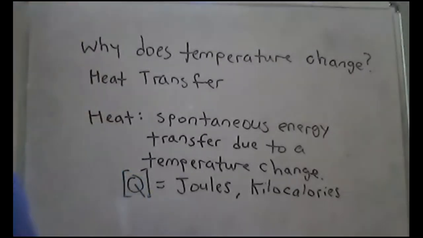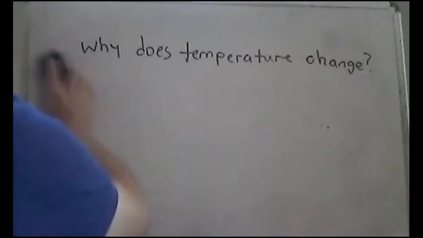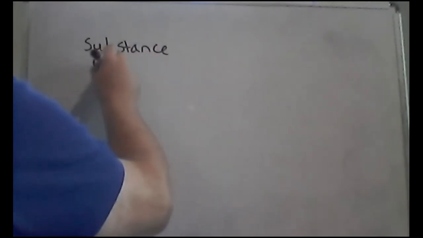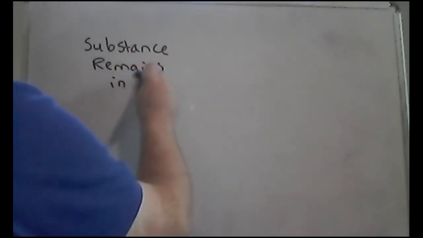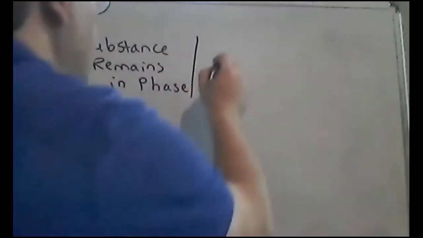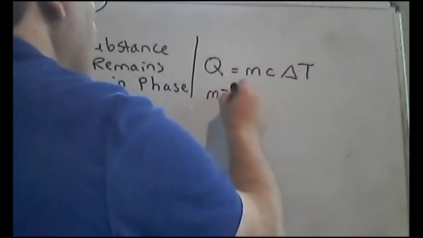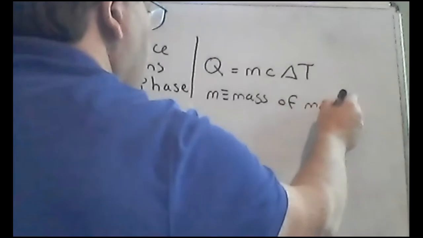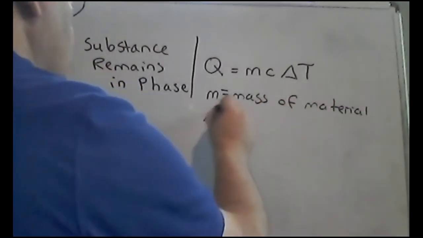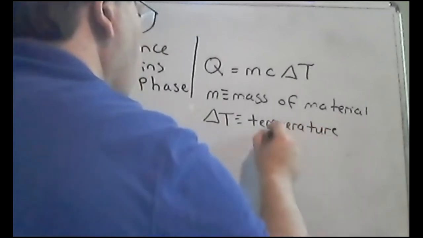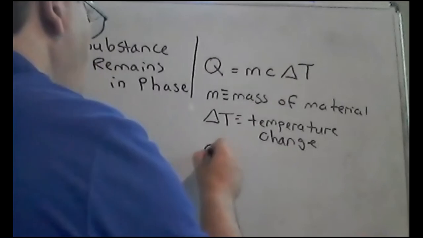Okay. Now, last lecture, I'm still recapping here, we said that we can actually calculate heat transfer if the substance or material remains in phase. We can say that the heat transfer is given as Q equals MC delta T. So M is the mass of the material. Delta T is the temperature change. And C is called the specific heat.